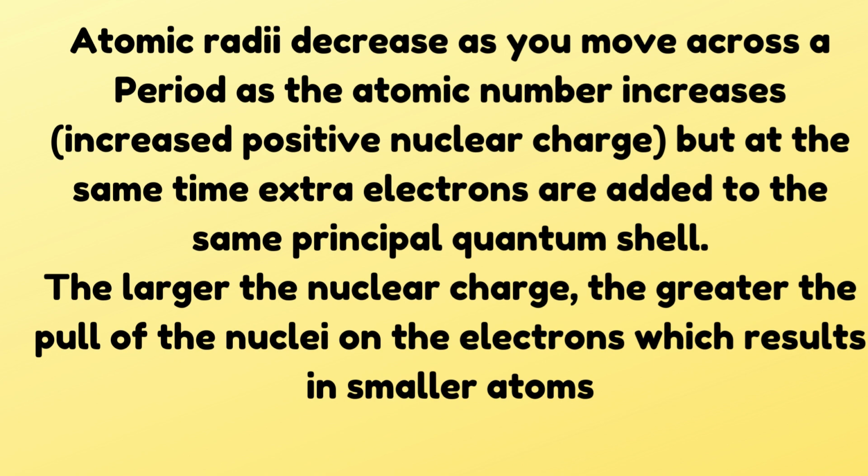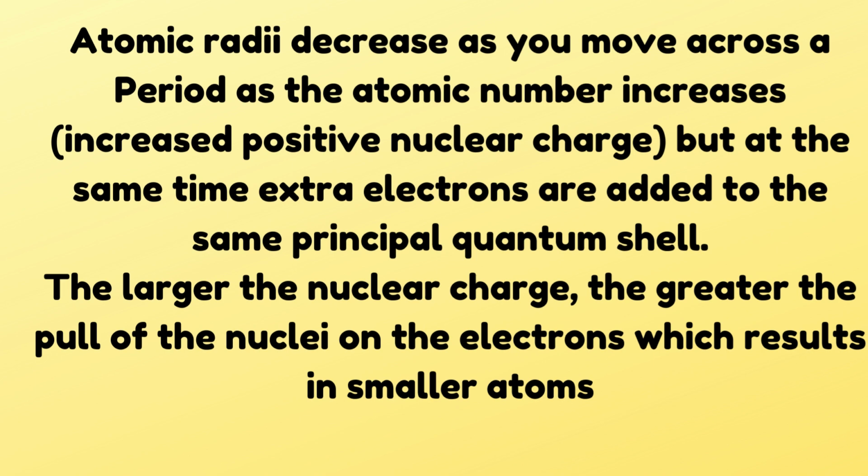But you have to notice a point. These electrons are getting added to the same shell because they are in the same period in a periodic table. Same shell. So all of these electrons will be attracted towards the nucleus. The pull of the nucleus will be more. So they attract more and pull the electrons towards the nucleus. Therefore, the size of the atom decreases. That means the atomic radii decrease across a period.